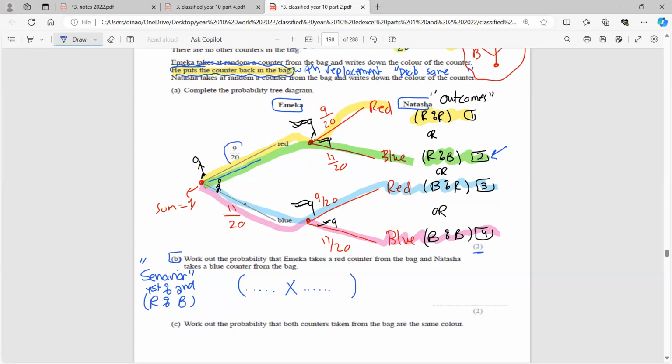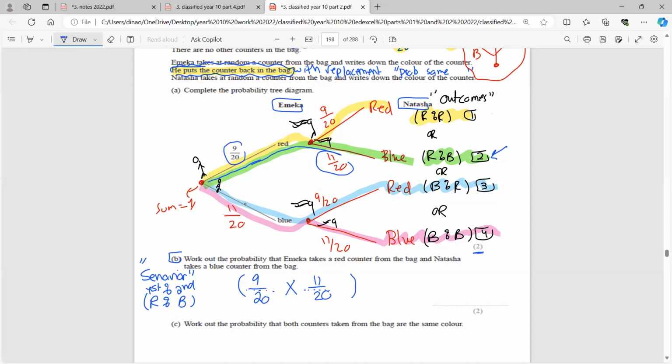What is the probability of the red? 9 over 20. We said "and" means times. Continuing on the green option, what is the probability of the blue? 11 over 20. That's it. And then I put it on the calculator and get whatever answer.